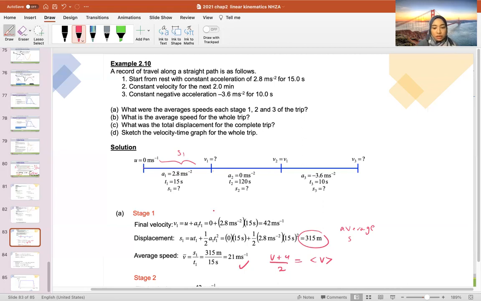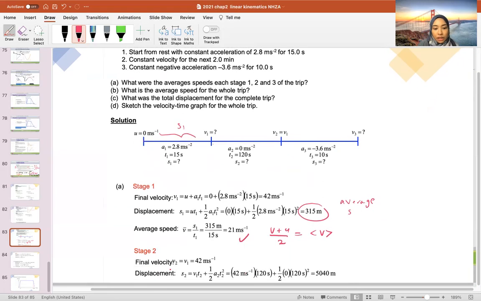So for stage 2, we have the final velocity equal to the initial velocity. Remember, we had a straight line for this one, so the change in velocity is equal to 0. A is 0, V1 is equal to V2. So displacement S2 equals V1 T2. Just plug in the values.